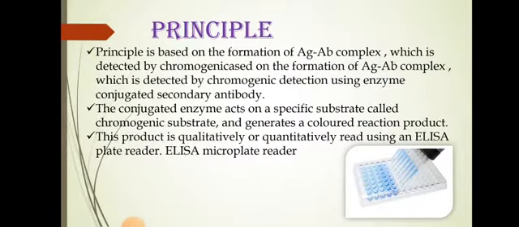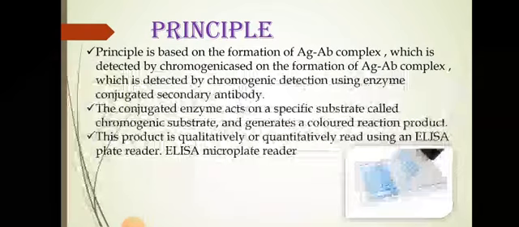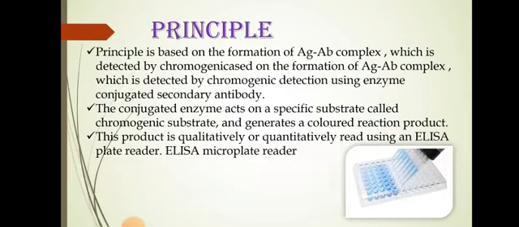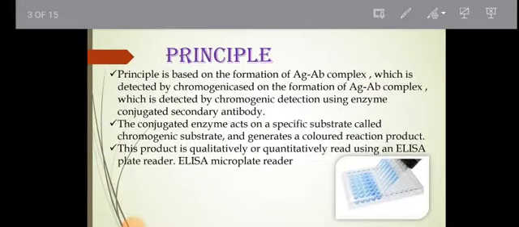The principle of this technique is based on the formation of the antigen-antibody complex, which is directed by the chromogenic reaction. By using the enzyme conjugated secondary antibody, the conjugated enzyme acts on a specific substrate called a chromogenic substrate and generates the colored reaction product. Some examples of enzymes are horseradish peroxidase or alkaline phosphatase. The chromogens are used differently.